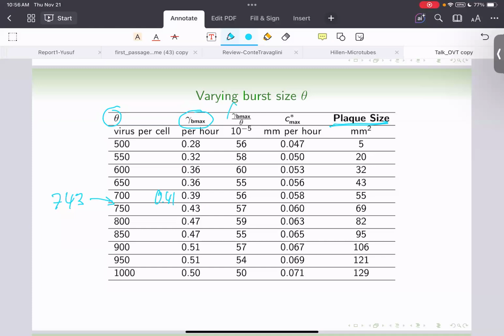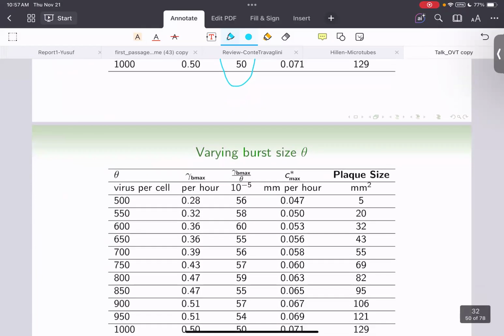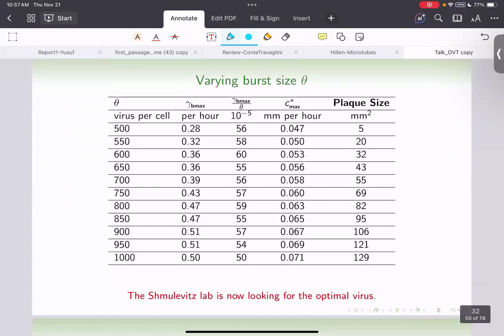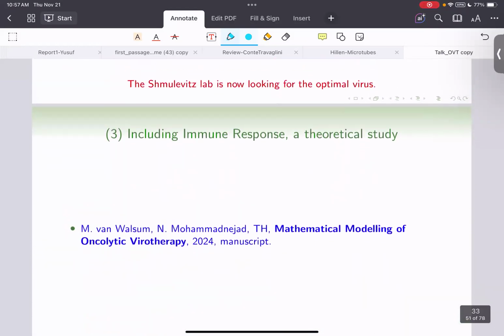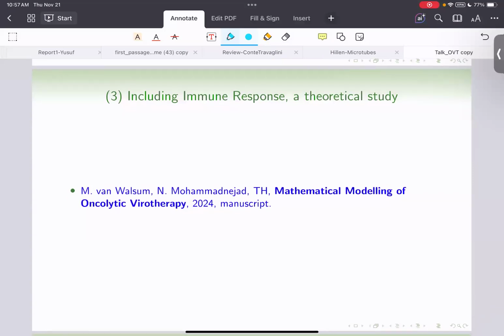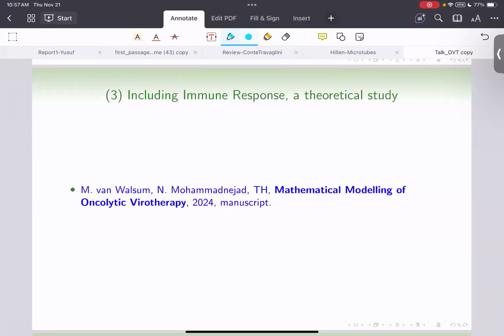Another thing is this. We found if we build the ratio of the maximum binding rate and the burst size, gamma B max over theta, we get something relatively constant: 56, 58, 60, 55, 56, 57, 59. So this could be another guideline to look at a ratio, and this ratio should be close to maybe 57 or so. Then we have a good result. Good, so this is nice. All right. So then the last bit.